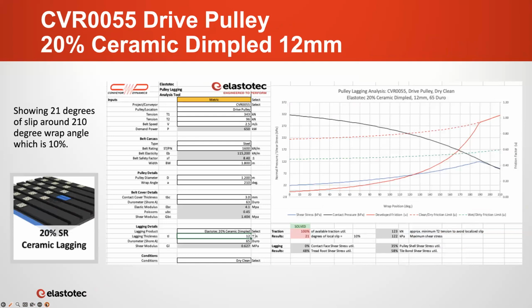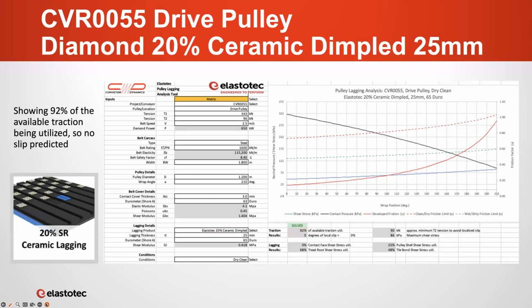Let's have a look at 20% ceramic lagging, 12 mil. We have 21 degrees of localized slip, which is 10% of the arc of contact, no fatigue problems. When we go to the 25 mil version, there's no theoretical localized slippage and no fatigue problems.